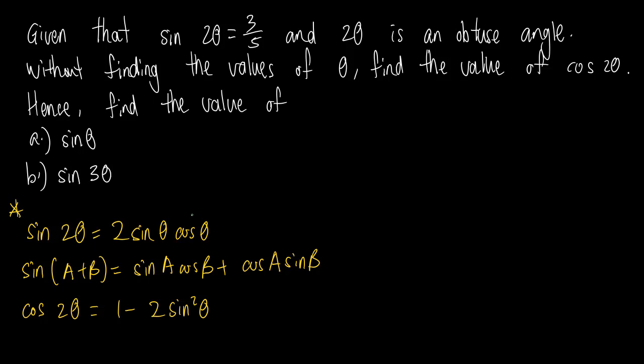Today we will be solving this question. Given that sine 2 theta is equal to 3/5 and 2 theta is an obtuse angle, and without finding the values of theta, find the value of cosine 2 theta, and hence find the value of sine theta and sine 3 theta. So at this point, we have been given a constraint, which is without finding the values of theta.